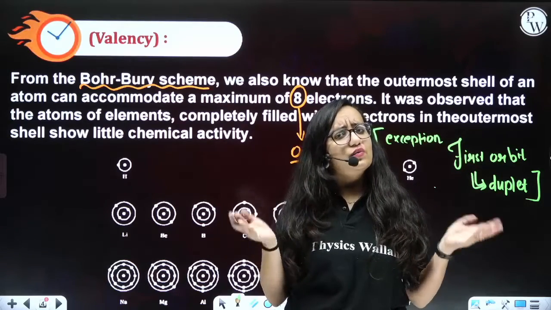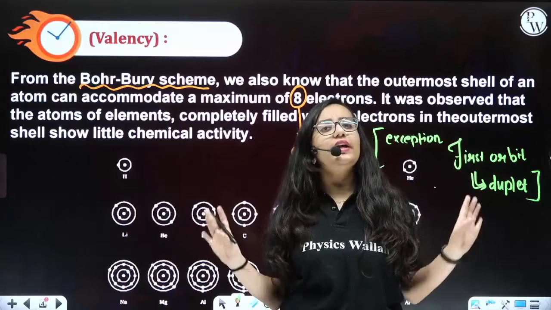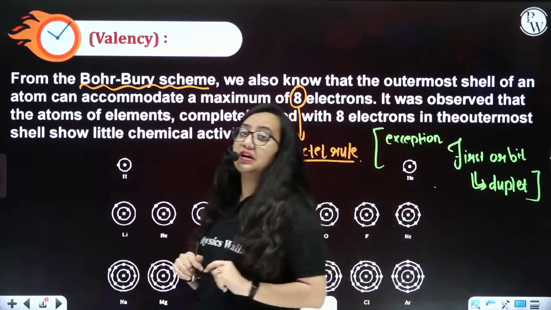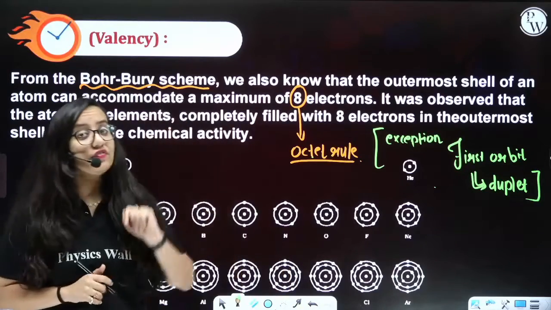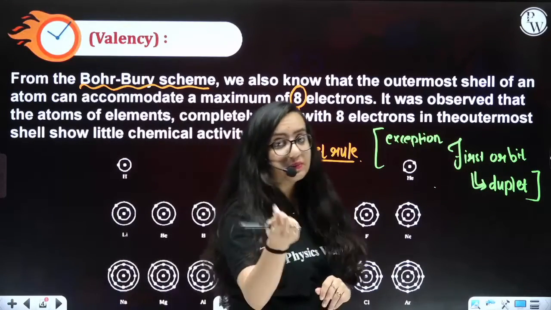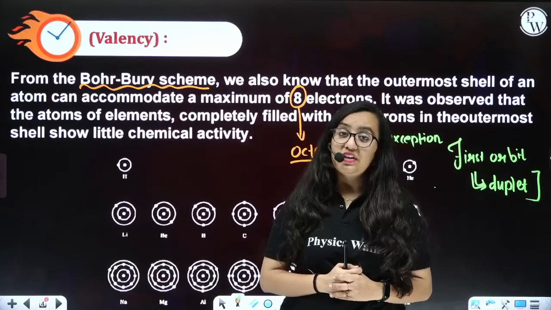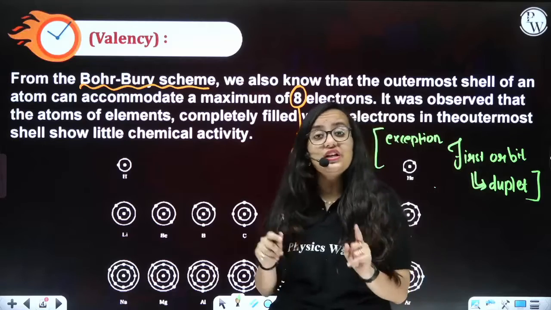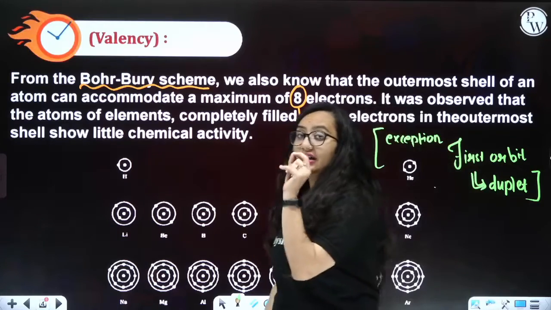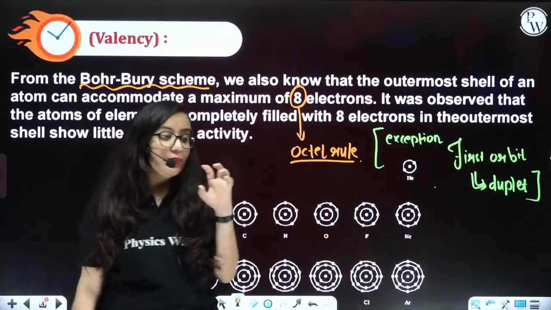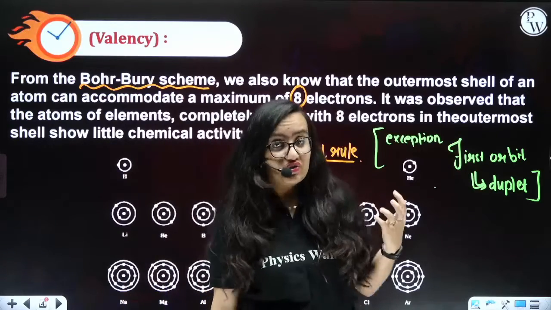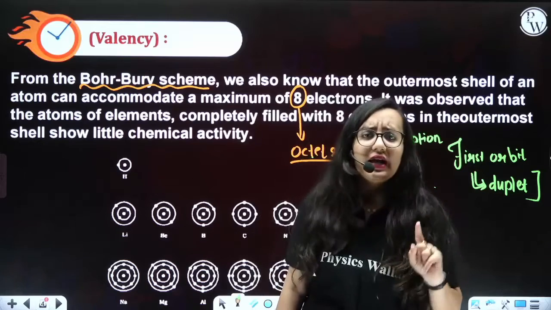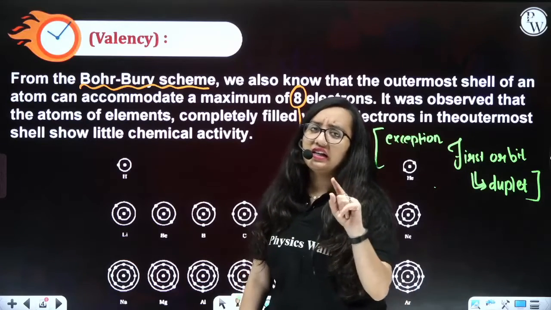So what will you say? You will say, no, I don't want to eat, I already had my lunch or dinner, whatever. But if you are hungry and I am offering you something, then you will eat it because you are hungry. The same logic goes here: if an orbit does not have 8 electrons, it has less than 8 electrons, then that orbit is hungry, and in chemistry language it is unstable.